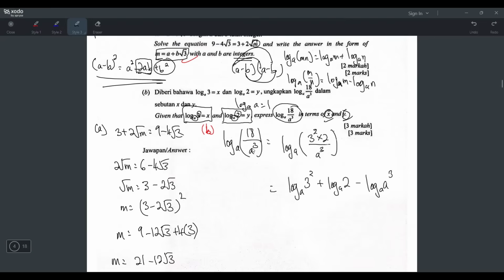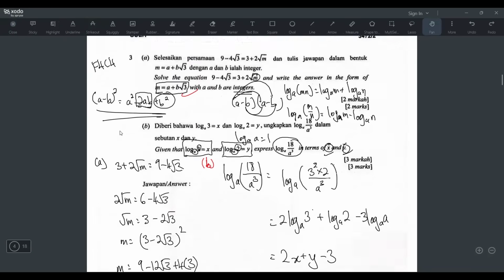Okay. But now I will erase the 3, send it to the front, and then the 2 also I can send to the front already. The reason now is because everything is broken up already, everything is separate already. So now the power can go to the front. Okay, now you have your answer already. 2 and then log a 3, you can refer here is x, and then log a 2, refer the information here, y, and then minus 3 times log a a, which is 1. But 3 times 1 is 3, so we can ignore that. Yeah, just write minus 3. Okay. Yeah, so this is how I would do it. All right, that's all.